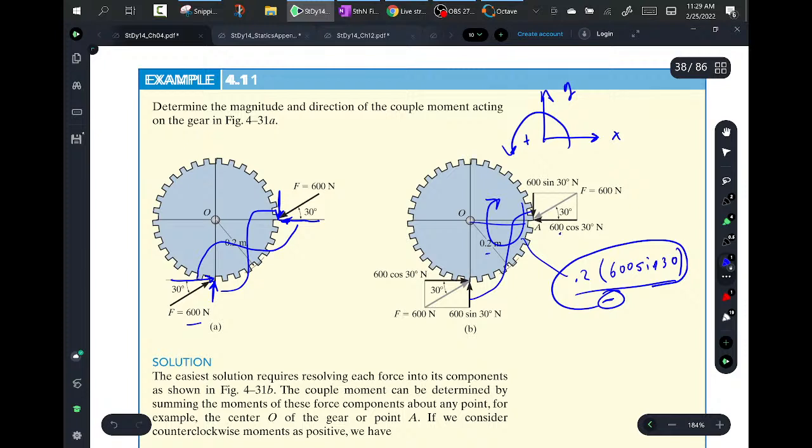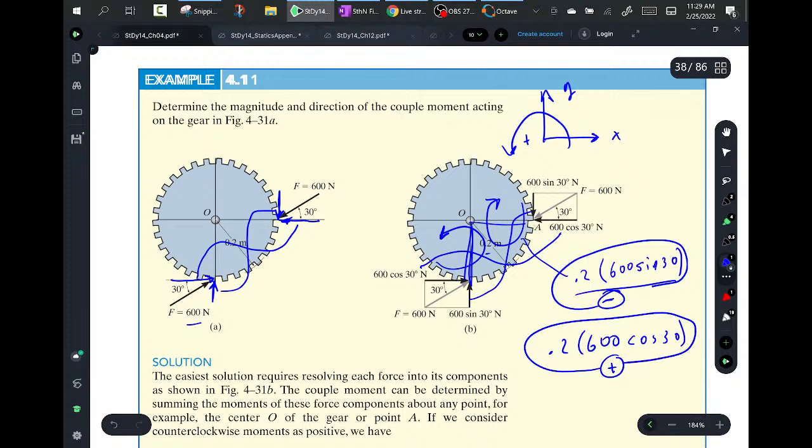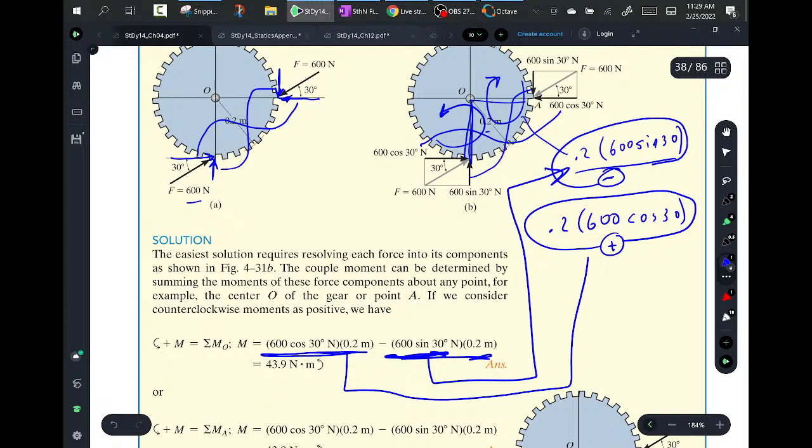And then I got this one, and an opposing, the same distance apart, just here, 0.2, 600 cosine 30. Now, what does it look like? It looks like, to me, it's moving this way, or it's moving in a positive sense. So is that what he's got? He's got the 0.2, 600 sine of 30 with a negative. That's this one. 600 cosine, positive, and that's this one.